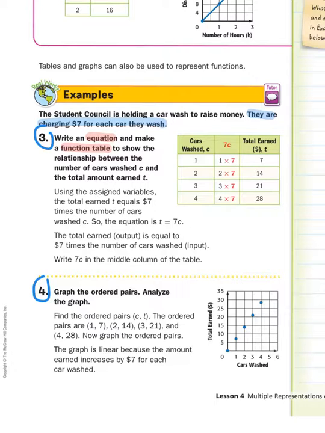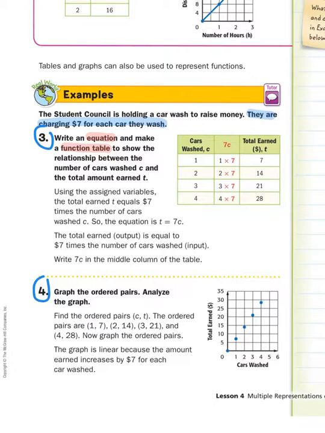Now, it's $7 for each car they washed. So you would take the number of cars and multiply by 7, which is where we get the rule 7 times C. And here you'll see you take the number of cars washed, 1, 2, 3, 4, and multiply it by 7. 1 times 7, 2 times 7, 3 times 7, 4 times 7, and you get the total amount earned T. Now, you're going to be making that table in a minute.